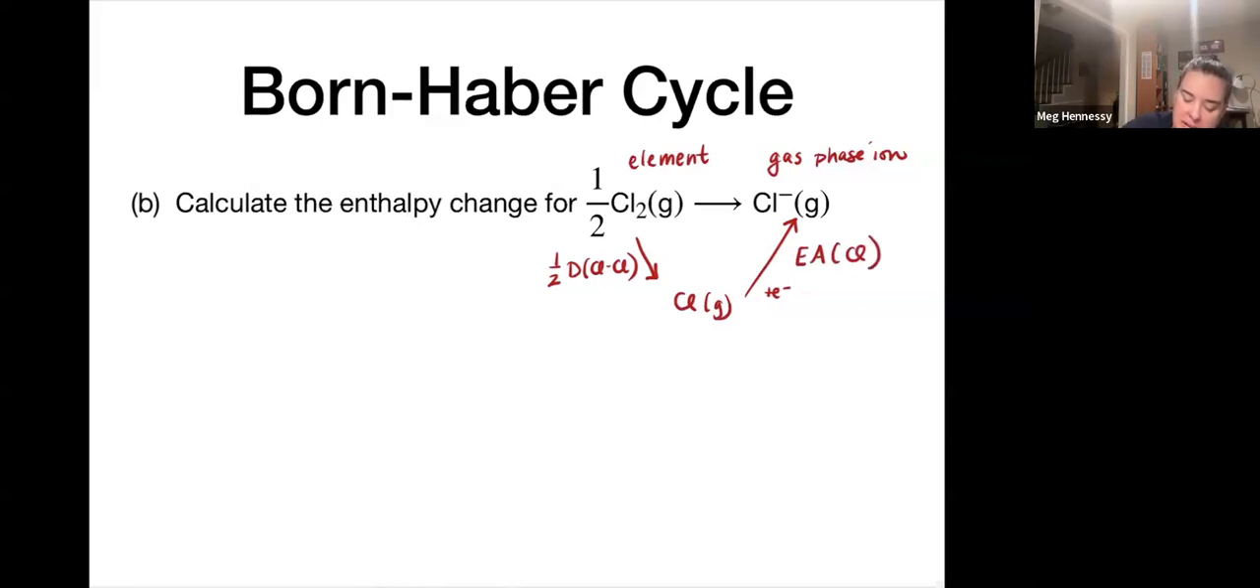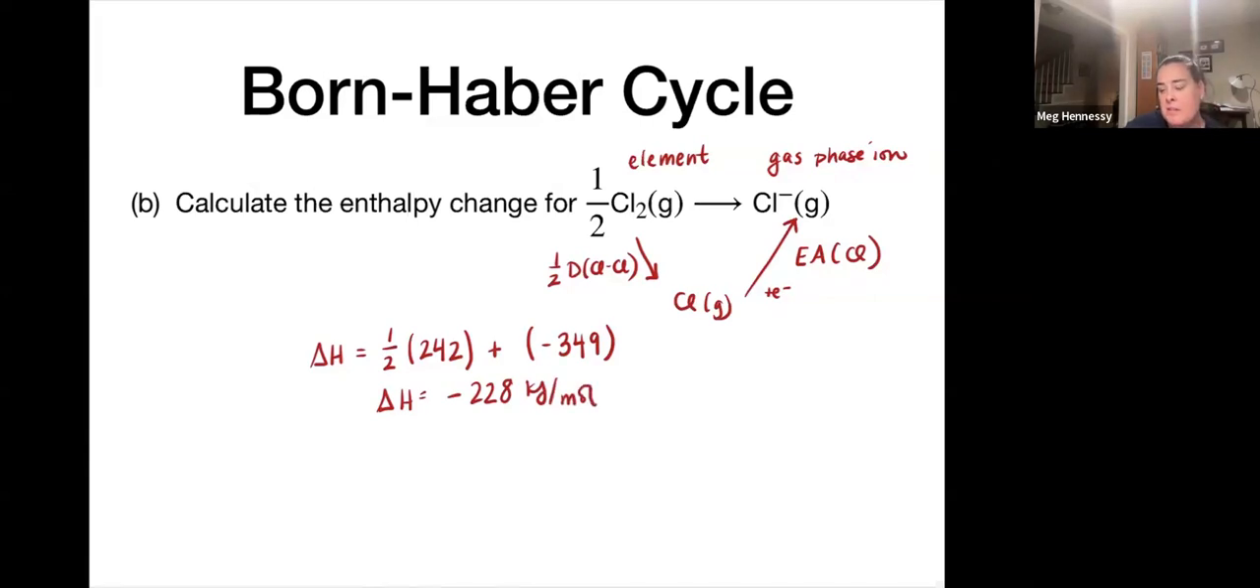So the overall delta H for this step is going to be equal to 1/2 of the bond dissociation enthalpy of chlorine. I think that number is 242. Plus the electron affinity of chlorine, which is -349. So here we are. The delta H for this step is equal to -228 kilojoules per mole.